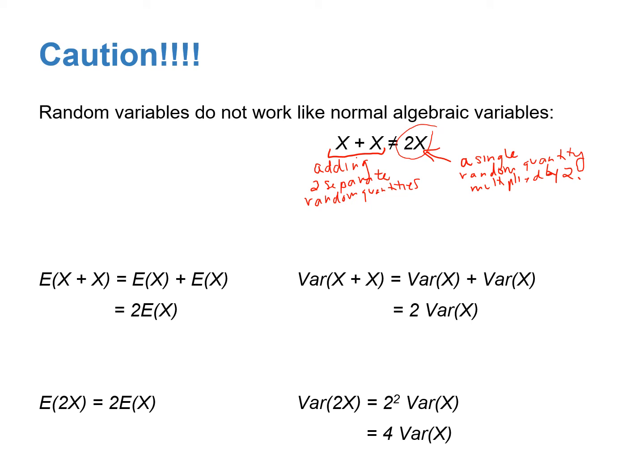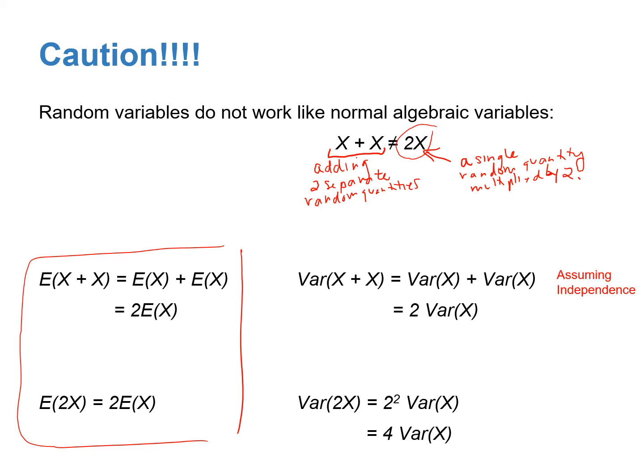And just to note, if I find the expected value of x plus x, well, that's the expected value of x plus the expected value of x, which is 2 times the expected value of x, and the expected value of 2x is 2 times the expected value of x. So the expected value will be the same either way. But what's different is the variance.